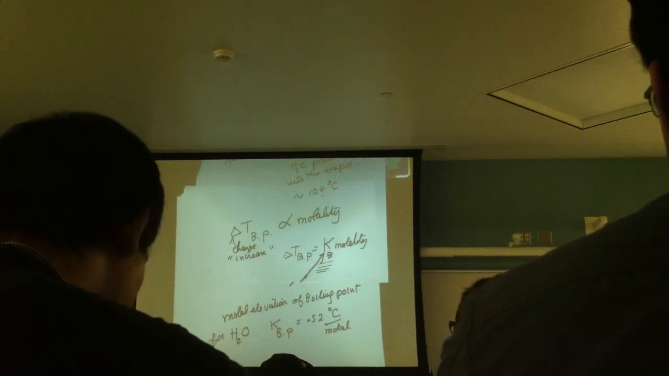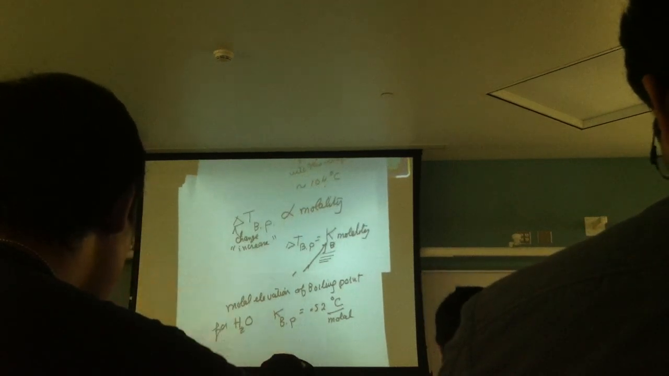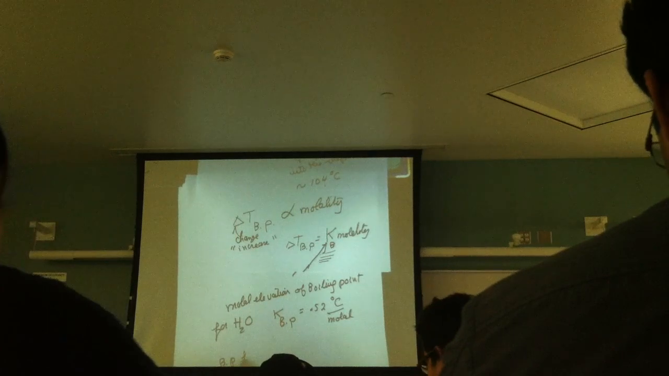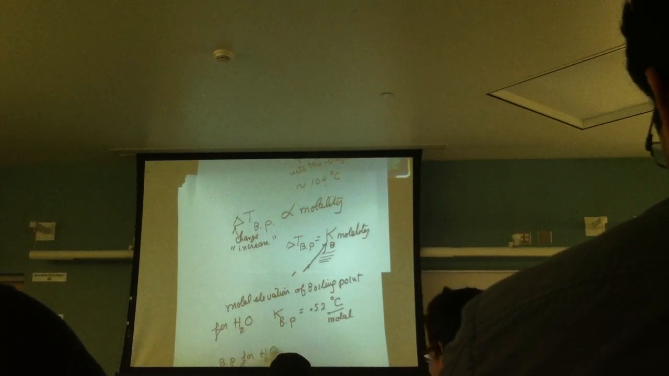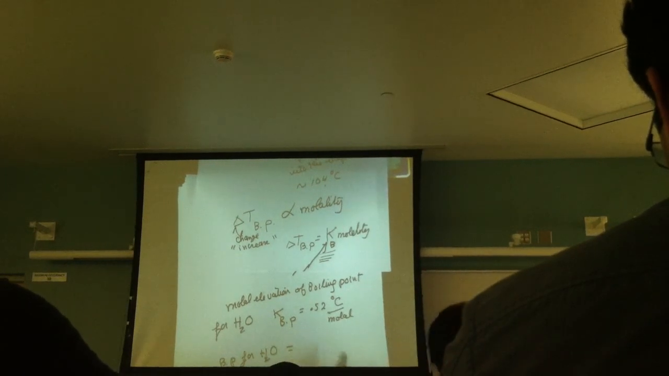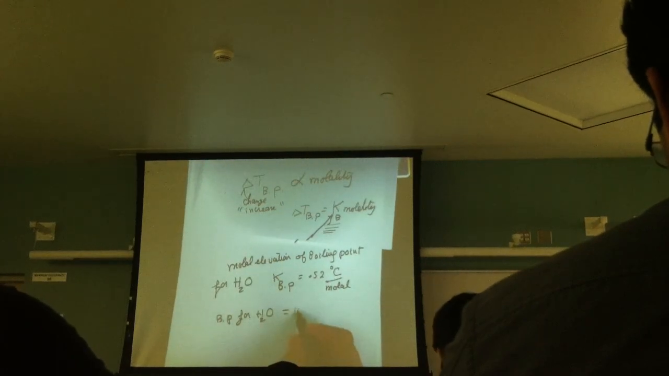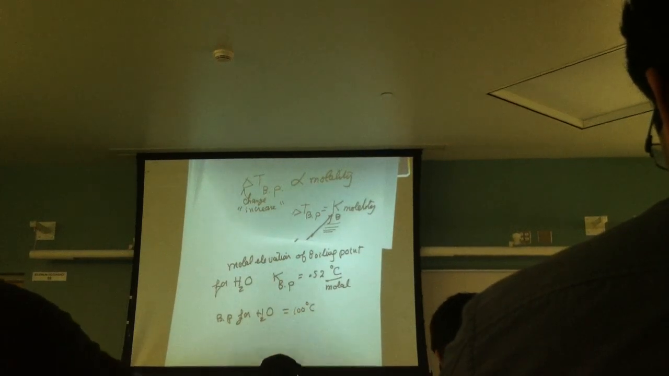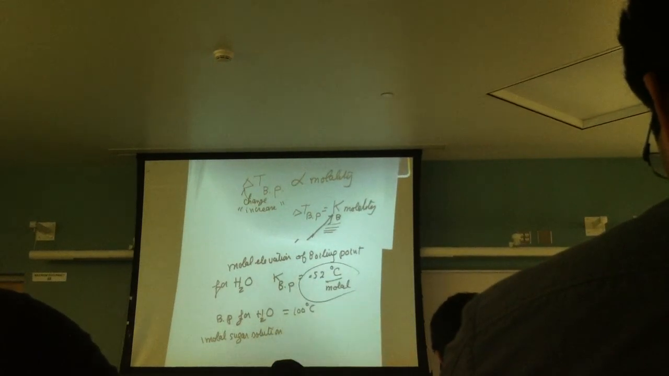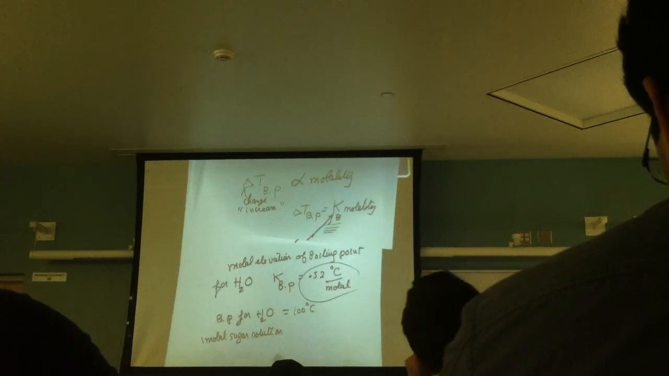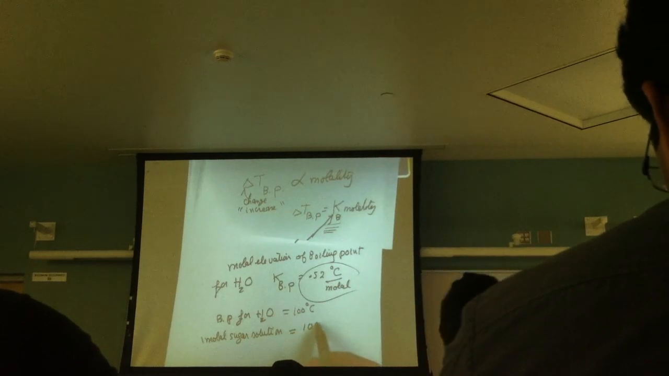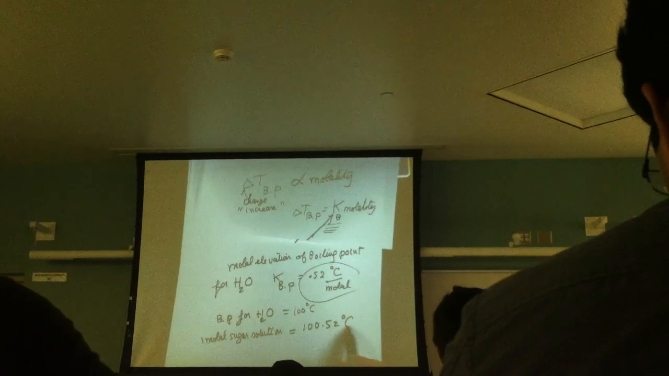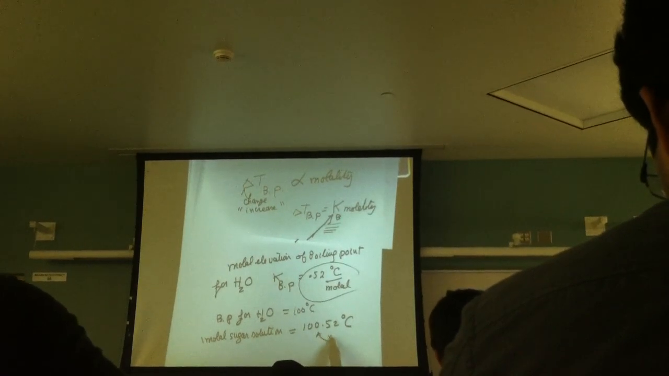Wait, let me explain to you guys. The boiling point for water at 1 atmosphere, what should be the boiling point? Everybody should know that. 100 what? Degree. If you put a 1 molar sugar solution, the increase in boiling point is what? Half a degree. So what will be the new boiling point? 100.5 degrees. That's the new boiling point.